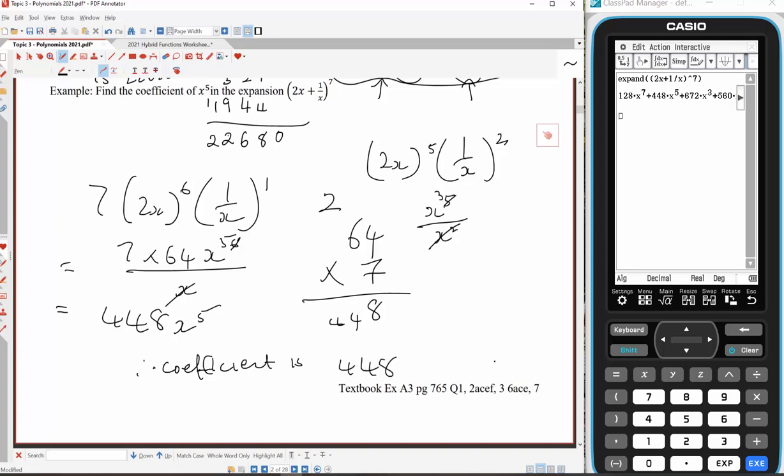Alright, so note the exercise is in Appendix 3, page 765, so it's not in the polynomials chapter itself.